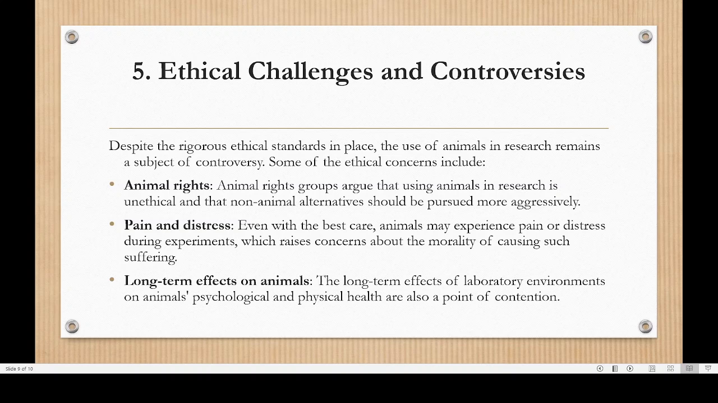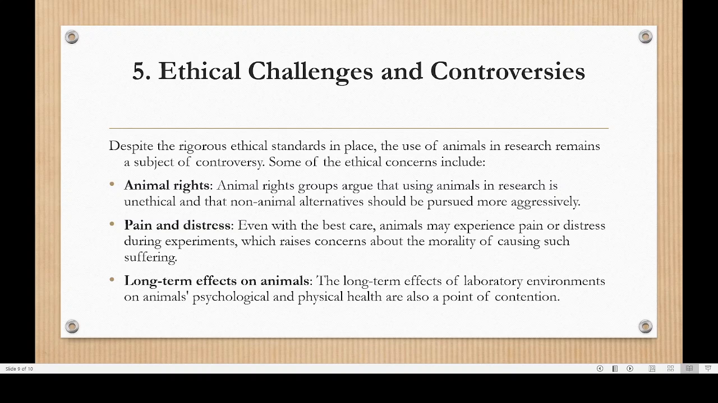Pain and distress. Even with the best care, animals may experience pain and distress. Even if you are giving them a lot of care, they still feel pain, which raises concern about the morality of causing such suffering. Like we are taking a rat, and sometimes we are cutting certain parts of the rat, sometimes a portion of the skin. All this will cause significant pain and suffering to the rat or to the animal. That is not advisable.